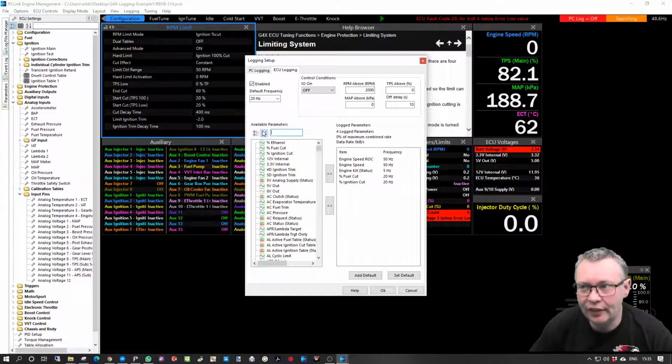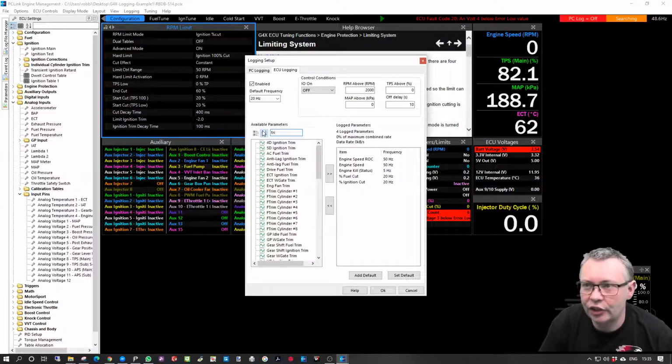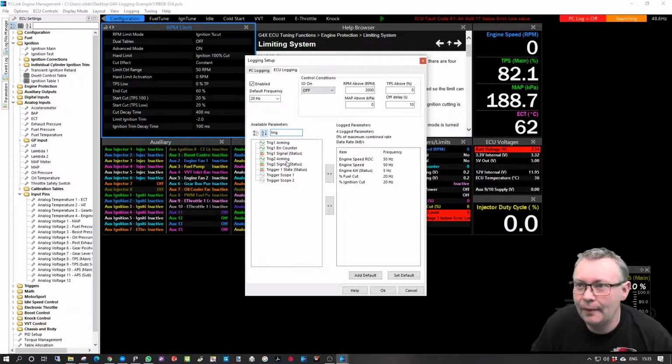But before we leave this sort of crank trigger thing, I want to discuss one other thing, which is if you have a heavy miss or a stutter or the car cuts or something, you want to know, did that come from one of your primary sensors? So a good one to always log is trigger error count. You don't need to log that at an alarmingly high rate, because it's a counter. 20 hertz would be fine.